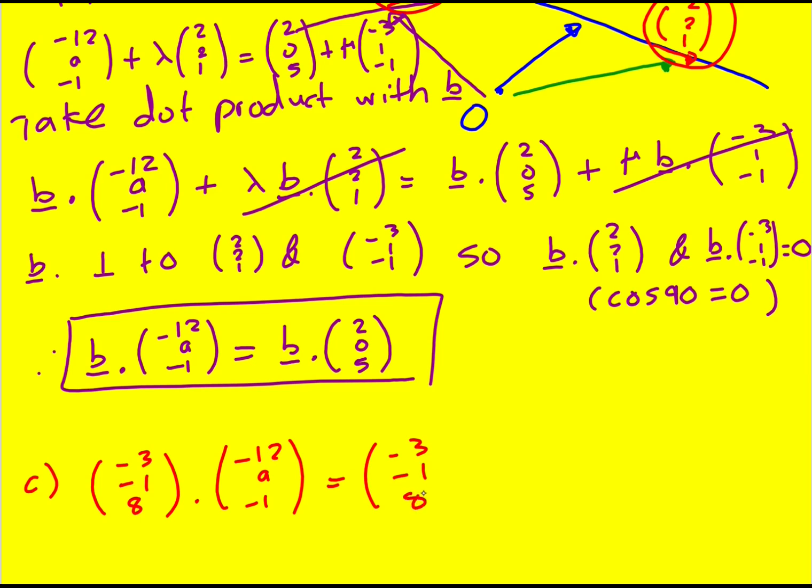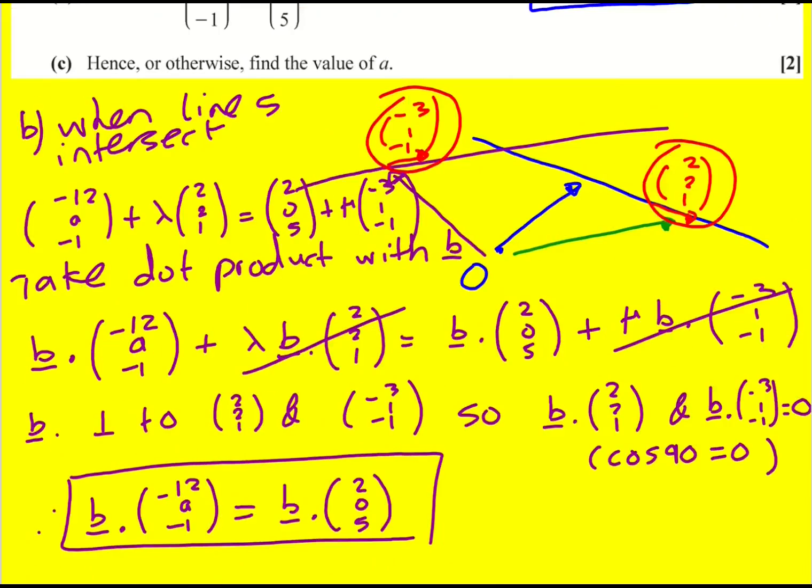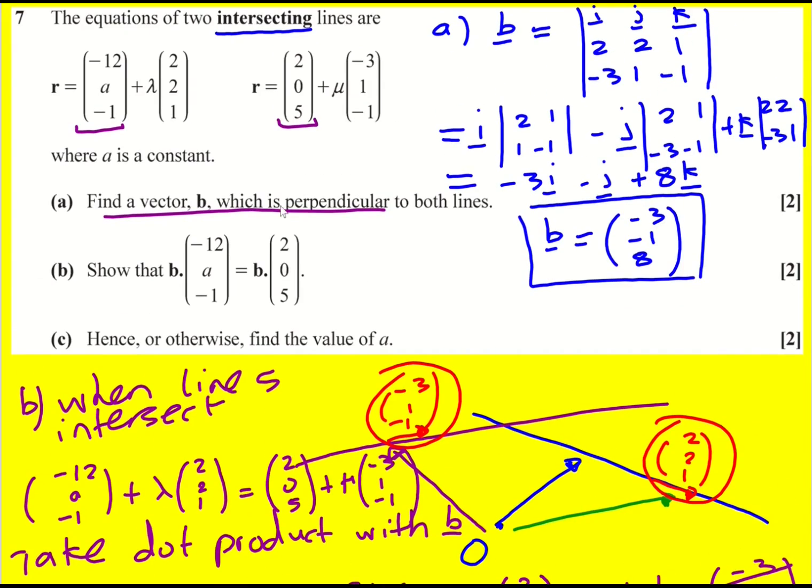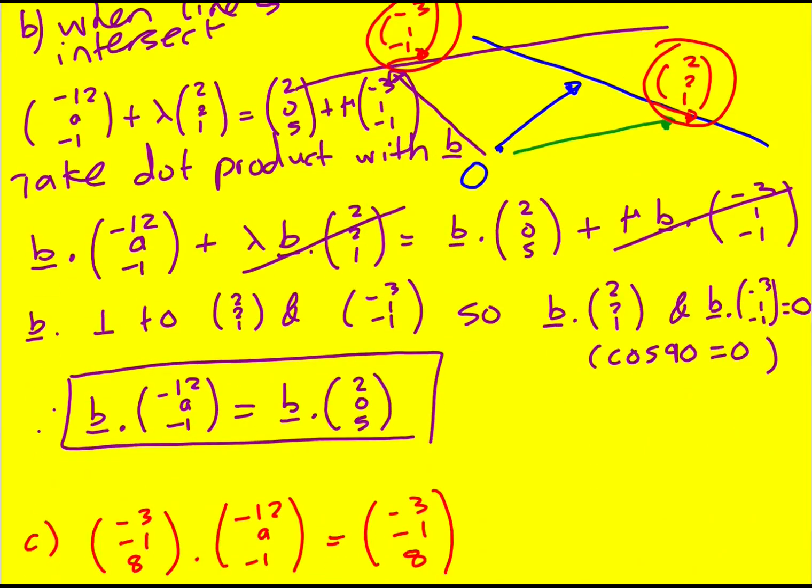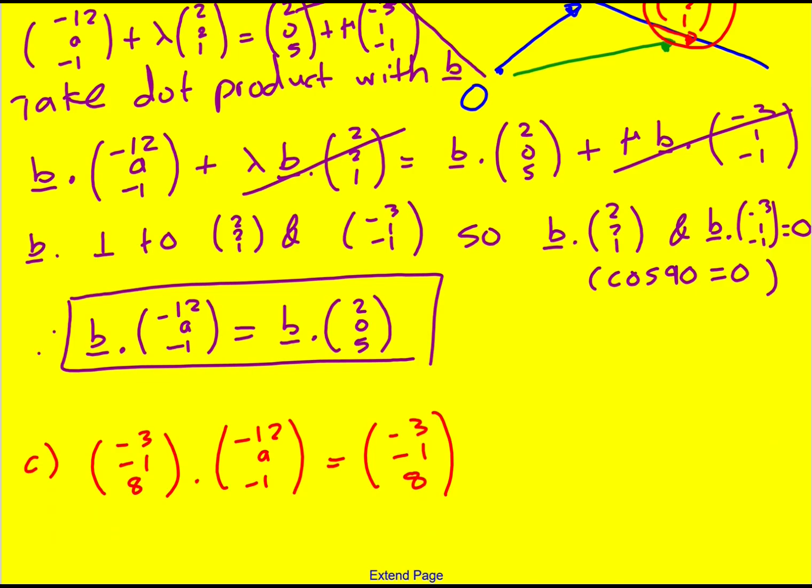But it's got to be said, actually, they're kind of hinting at a general result here. This would be true for any pair of intersecting lines. You could create this perpendicular vector, and it will necessarily be true that that perpendicular vector dotted with each of the position vectors would equal one another. It's not just true here, this will always be true for two lines that intersect. They must intersect.